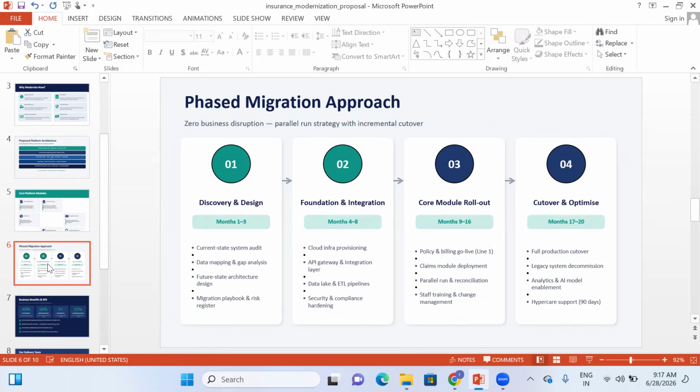There are multiple migration phases. The first phase is called the discovery and design phase, where we are trying to understand the current system and how the data mapping should happen. And if you want to do it, you must know about gap analysis. What is the earlier system and what is the system that you are about to develop? Gap analysis should happen. At the same time, we should understand the future state architecture design. What could be the possible future state we want to develop? And also the migration playbook and risk registers, everything.